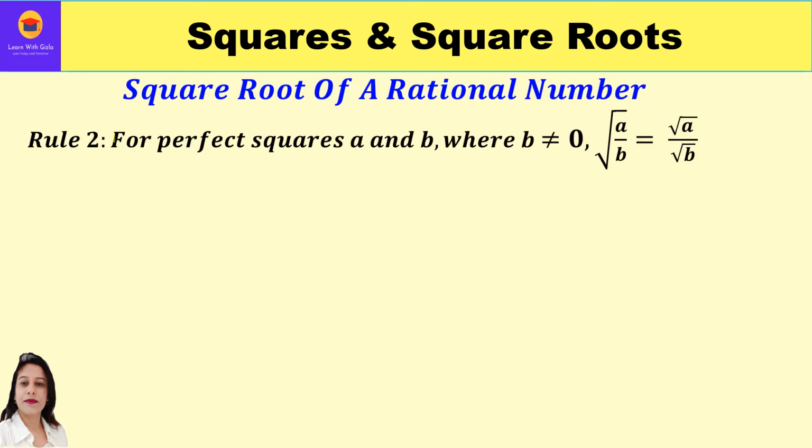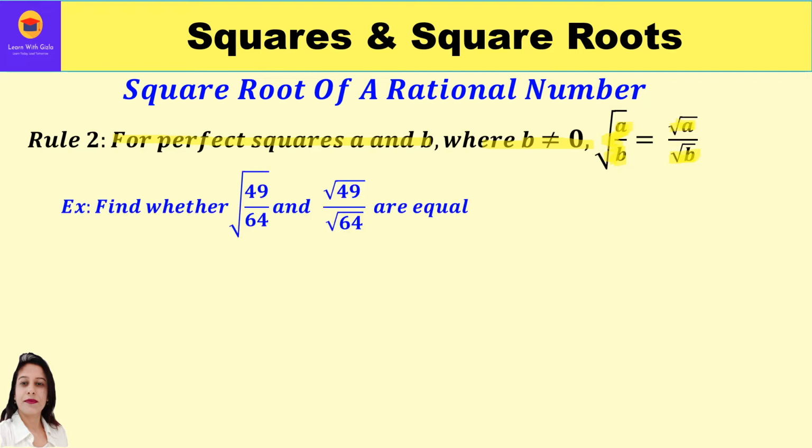Rule 2 says for perfect squares a and b where b is not equal to 0, root of a upon b, that means it's now a division, is equal to root a upon root b. Earlier rule 1 was related to product. Over here it is related to division. So root of a upon b is equal to root a upon root b. Now let me take up an example.